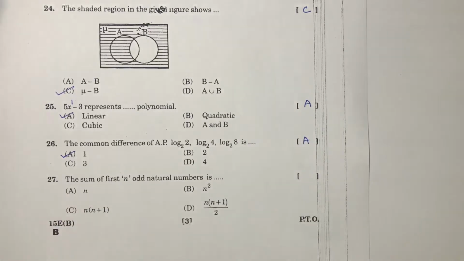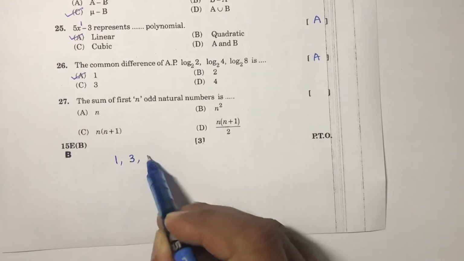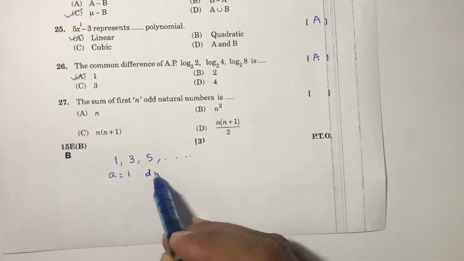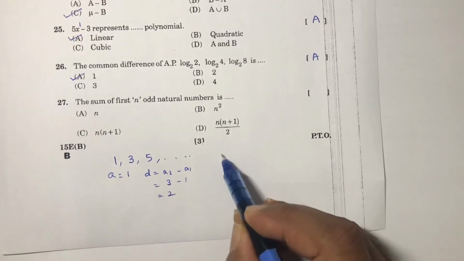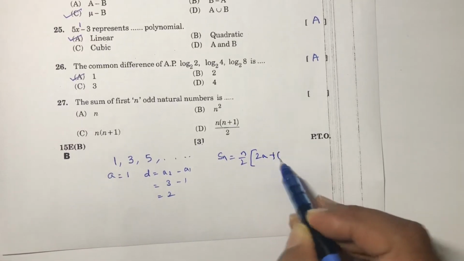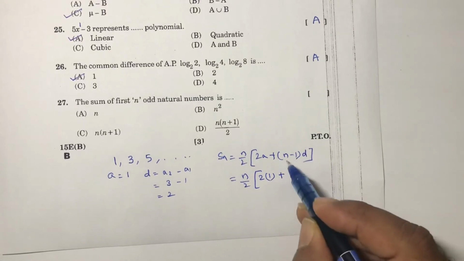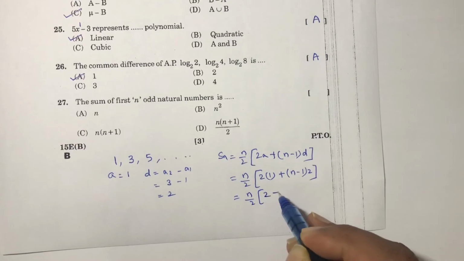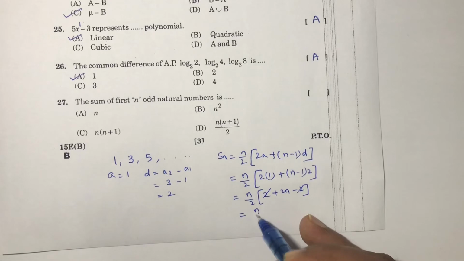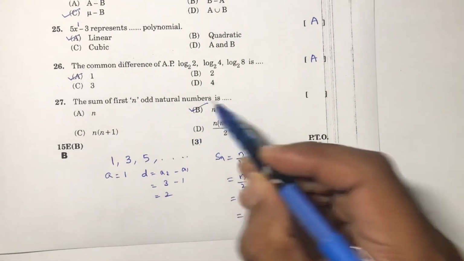Next question. The sum of n odd numbers. Take the odd numbers and use the Sn formula. Sum of n odd numbers is 1, 3, 5, and so on. Here a is 1, d is a2 minus a1, 3 minus 1, 2. Now Sn formula, sum of n terms, n by 2 into 2a plus n minus 1 into d. N by 2, 2 into 1 plus n minus 1, common difference is 2. So n by 2, 2 plus 2n minus 2, the 2s cancel. Next step, n by 2 into 2n, 2 again cancel. N times n is n square. So the correct option is B.